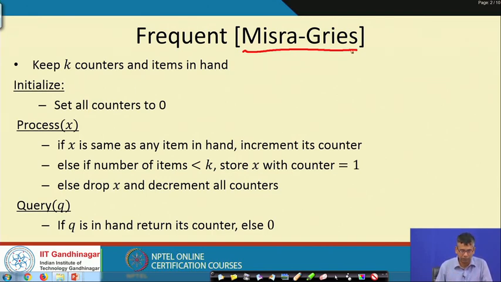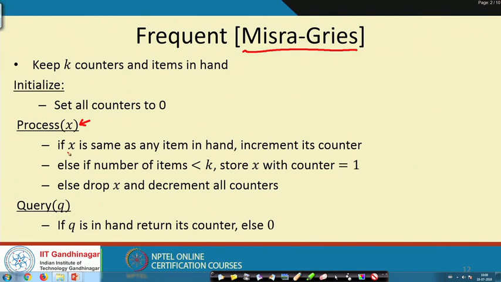So we have k items and k counters. We first initialize all the counters to 0, right, and all the item IDs are null, say. So now I am trying to process a particular element of the stream, x. Okay. So if x is the same as any of the items that you have in hand, and you have at most k items in hand, in that case increment the counter of this item. So each of the k counters corresponds to one of the items that you have in hand, right. And if x matches any of the items that you have in hand, increment the counter.